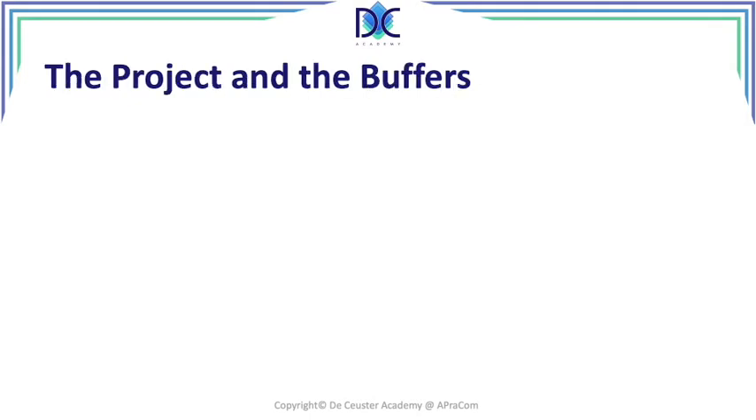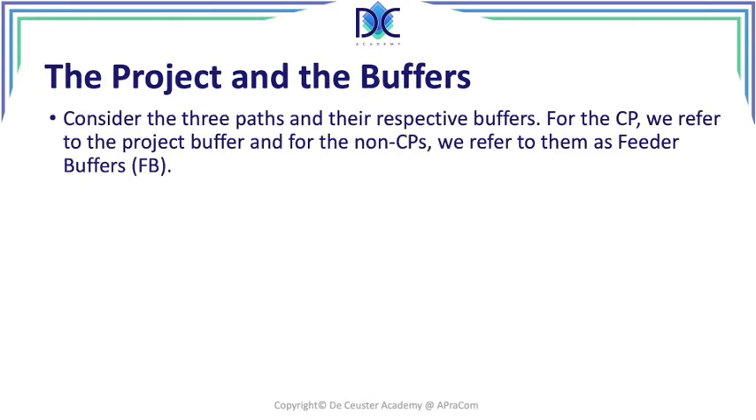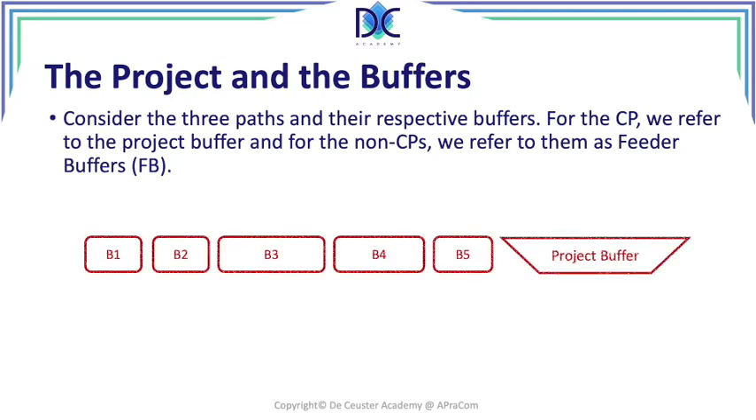So when we look at the project and the buffers, we have the 3 parts and their respective buffers. For the critical part, we refer to the project buffer, and for the non-critical parts, we refer to them as feeder buffers or feed buffers. Now, what we see here, we have the project buffer, we have the critical part, B1, B2, up to B5, and the project buffer is half of the extra time that we use.